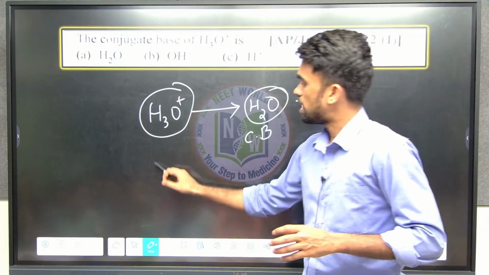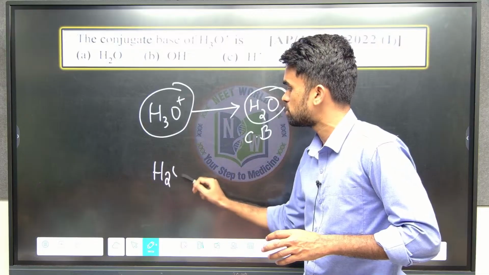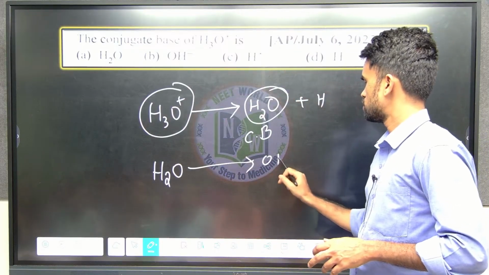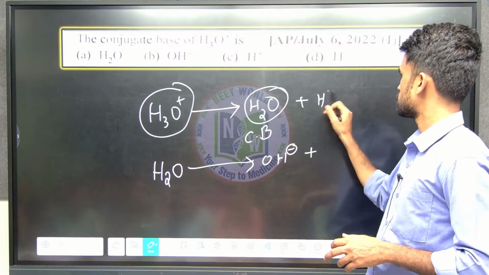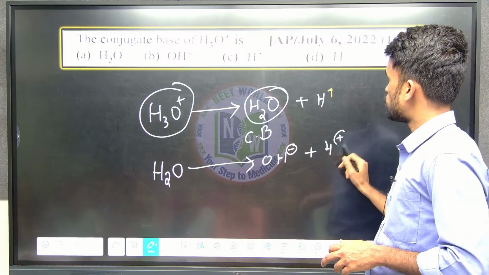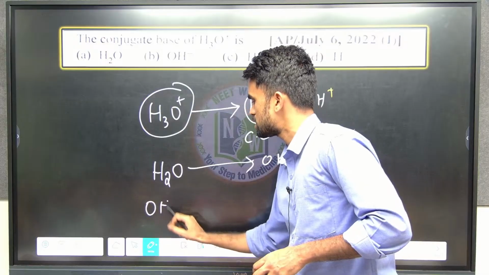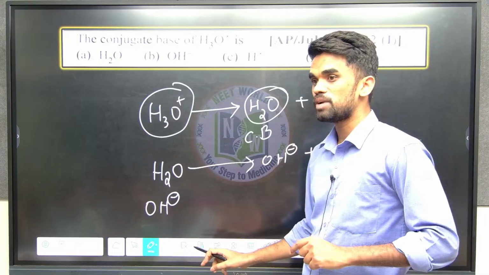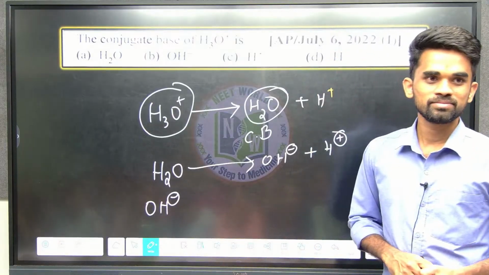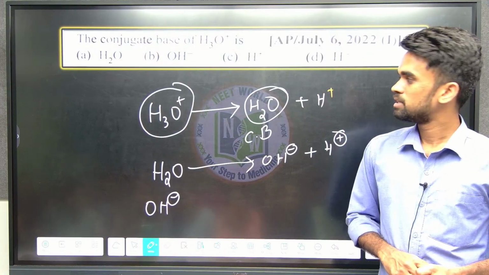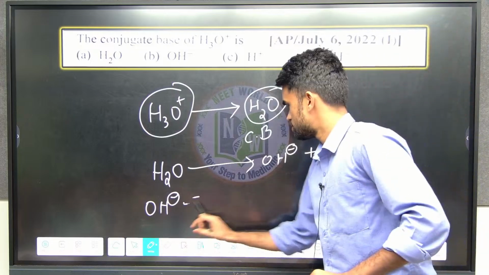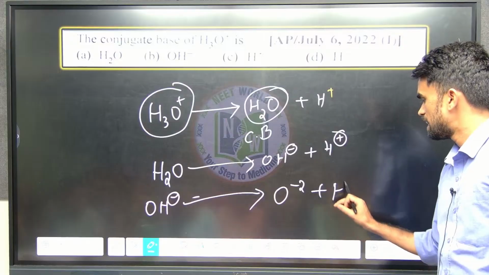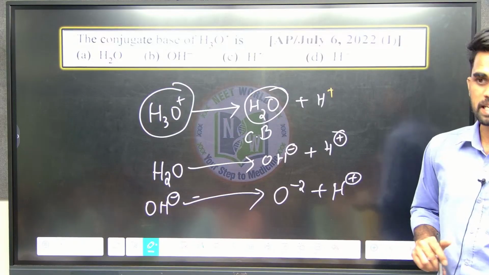Now tell me, what will be the conjugate base of H2O? OH minus. OH minus and H plus. Now tell me, what is the conjugate base of OH minus? What is the conjugate base of OH minus? O minus 2, H plus. Is this clear or not?